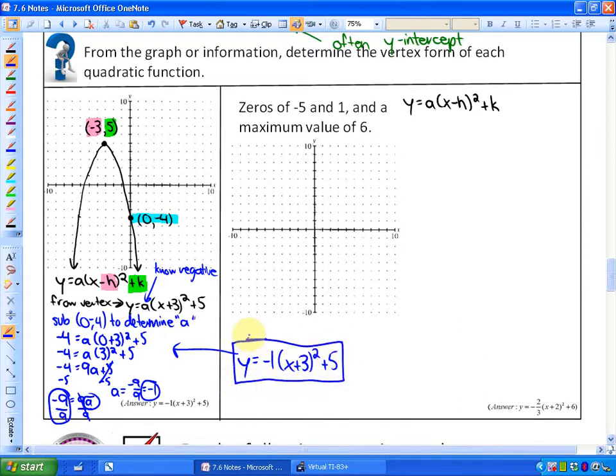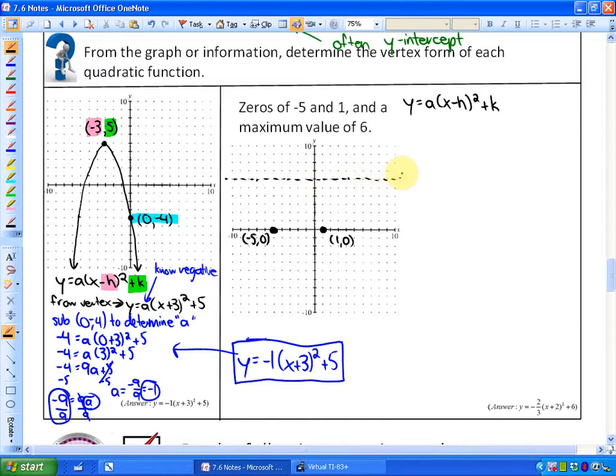Okay. The next question does not give us a graph, but it's an interesting question. It says we have zeros of negative 5 and 1. What that means is those are our x-intercepts. So that's negative 5 and 1, so negative 5, 0, and 1, 0. And it says we have a maximum value of 6. So what that means is that the top value, the vertex, touches positive 6. So the vertex falls somewhere along this line.